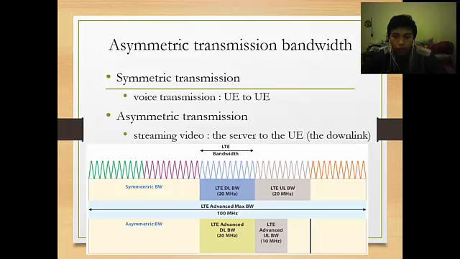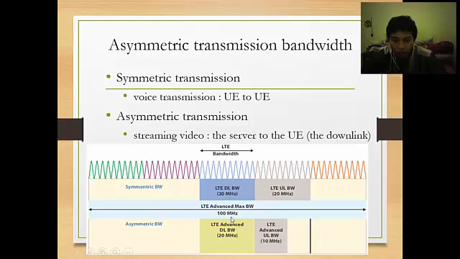The LTE download bandwidth on symmetric bandwidth is 20 MHz, and for LTE the upload, uplink bandwidth on symmetric bandwidth is 20 MHz. So the downlink and uplink on symmetric bandwidth are the same. It's 20 MHz.